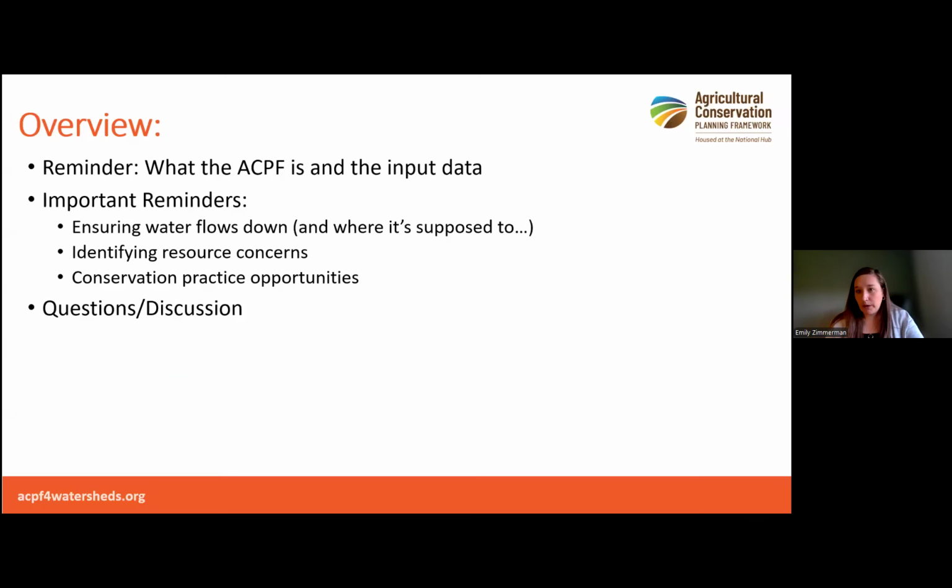So just a brief overview of what we're gonna do this afternoon for the next hour and a half or so. I'm gonna very, very briefly, with just one slide, summarize what the ACPF is, and I'm gonna really focus on basically 4 important points that I think are really critical for understanding what the tool is and its potential. And then we're really going to focus on these 3 important reminders, and I'm going to do that by demoing some of the technical aspects of the tool. And then we're going to intercede that with answering some questions.